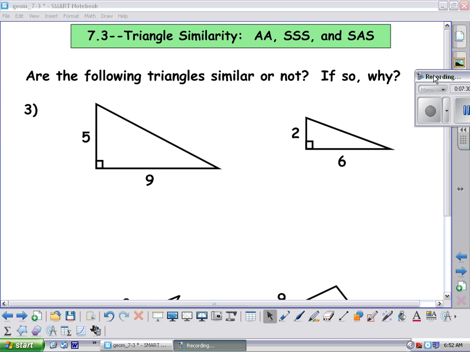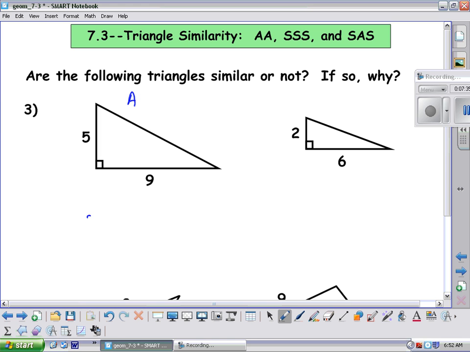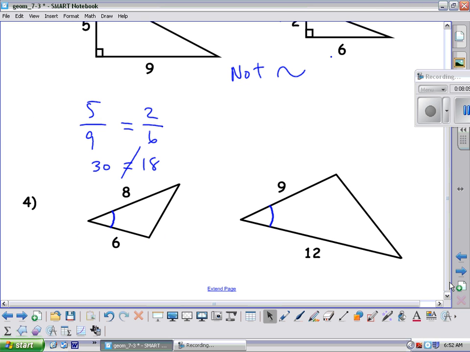Example 3, let's try these ratios out. In triangle A, let's go 5 is to 9. Well, that's our ratio, and see if that holds in triangle B, where the corresponding sides are 2 and 6. So 5 times 6 is 30, 9 times 2 is 18. Those are not equal. So right away, my only shot was side angle side, but that has to be a no because the ratio of the sides doesn't hold. So this is not similar.